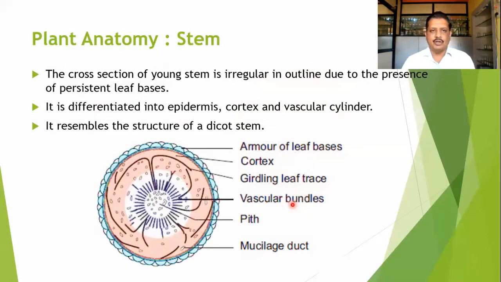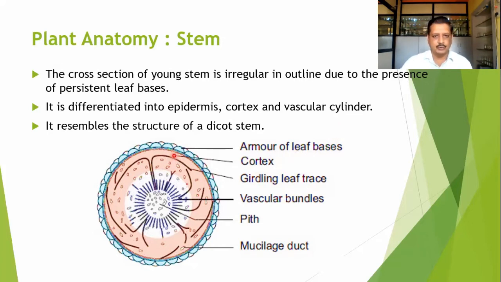When we talk about the anatomy of the stem, it is slightly different. A cross-section of a young stem is irregular in outline due to the presence of persistent leaf bases. It may be scaly leaves or regular foliage leaves, which are persistent in nature and still attached to the stem. So the outer layer of the stem is the armor of leaf bases, which helps in protecting the stem. It is differentiated into epidermis, cortex, and vascular region, as we discussed in the root. It resembles the structure of a dicot-like stem.